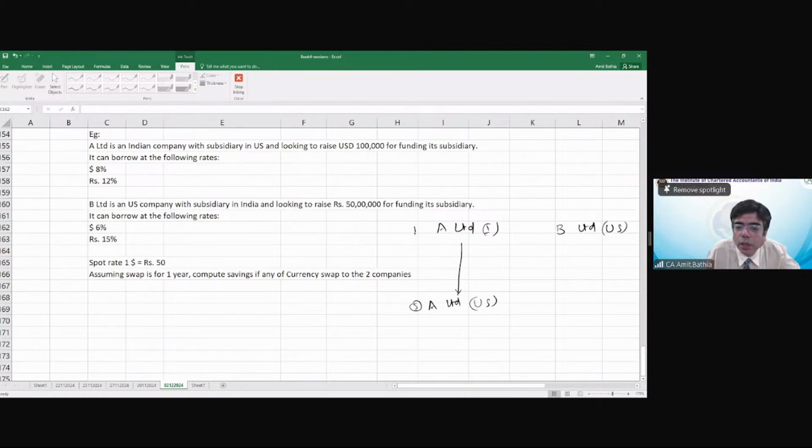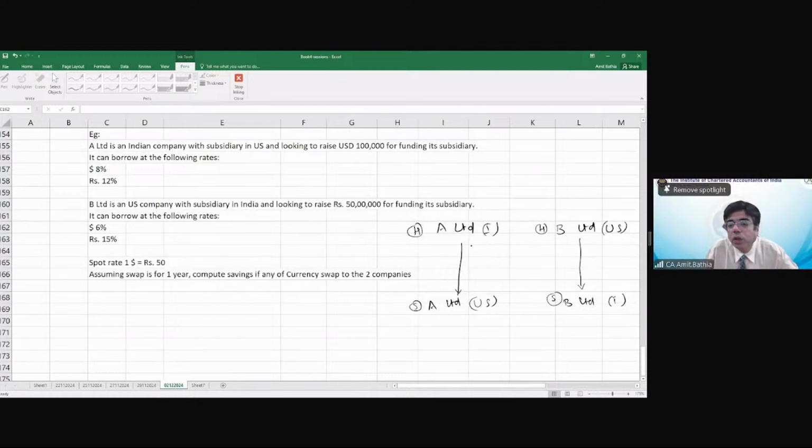B Limited is a holding company in the US, having a subsidiary in India. This is the holding company, and this is the subsidiary. Now, as we mentioned earlier, let's say they both enter into a swap, then what happens?